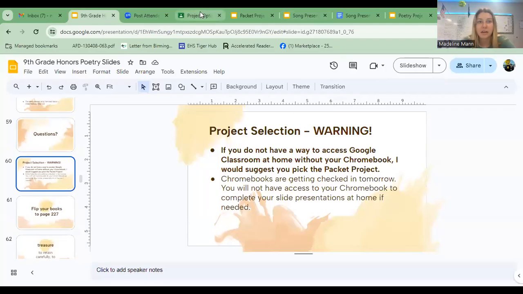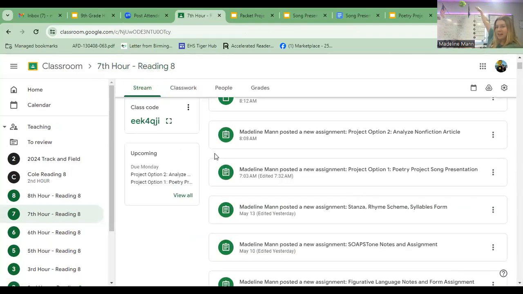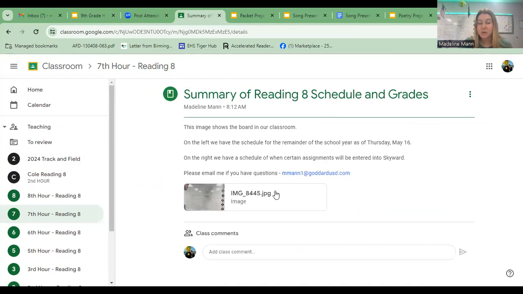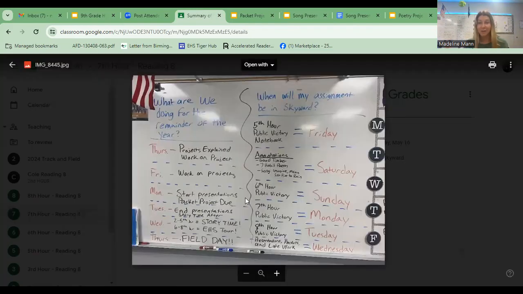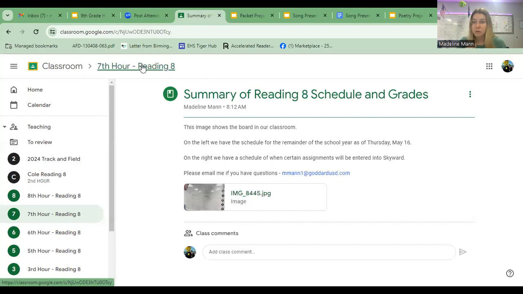Okay, I think that is it. The only other resource I can show you is all this madness on my board, which is kind of our schedule for the next week. It's also a summary of when I'm grading. You have access to what's behind me right now on Google Classroom as well. It's just, what are we doing for the remainder of the year on one side, and then when will my final assignments be in Skyward? It tells you my grading schedule and when I'm planning on getting those things submitted for you. I believe that is everything that you would have missed today.